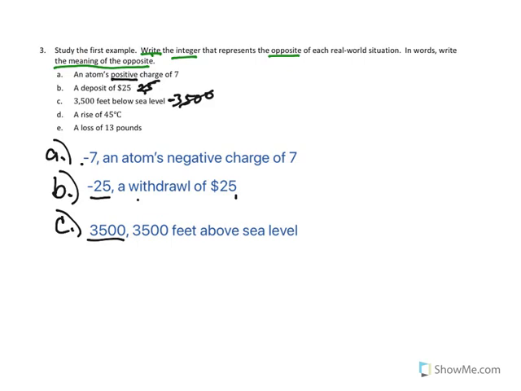Okay, D says a rise of 45 degrees Celsius. So we're not talking about where it's at on the number line. We're talking about just what the word rise means. A rise of 45 degrees Celsius, and what would be the opposite integer, and then what would be the opposite real life situation.